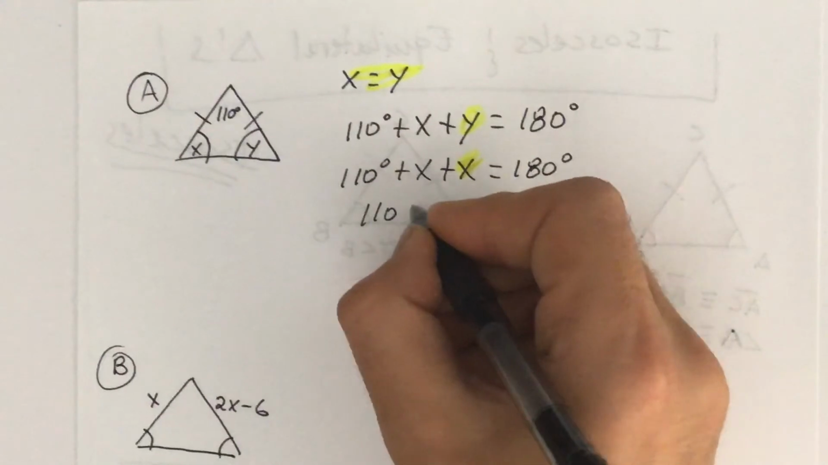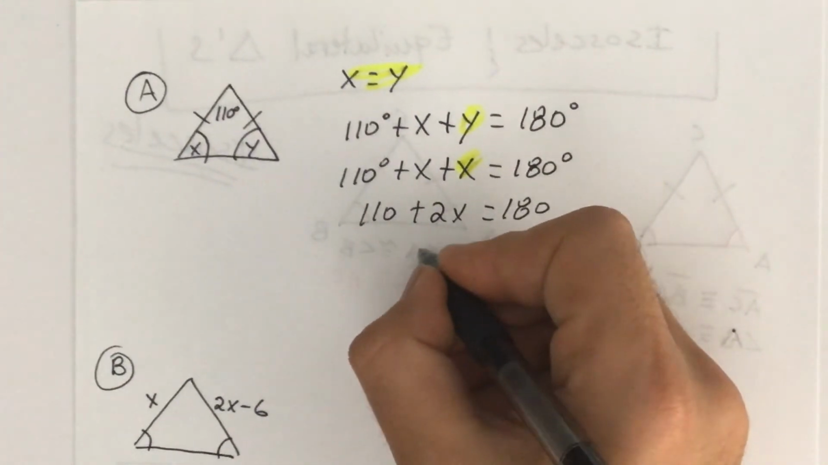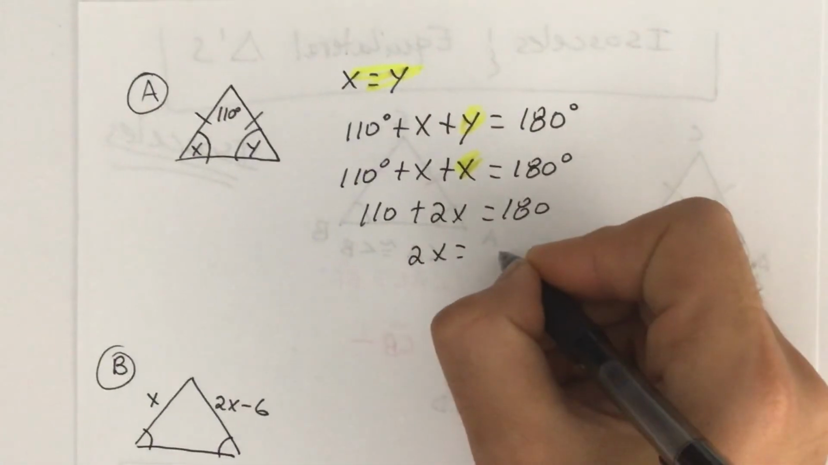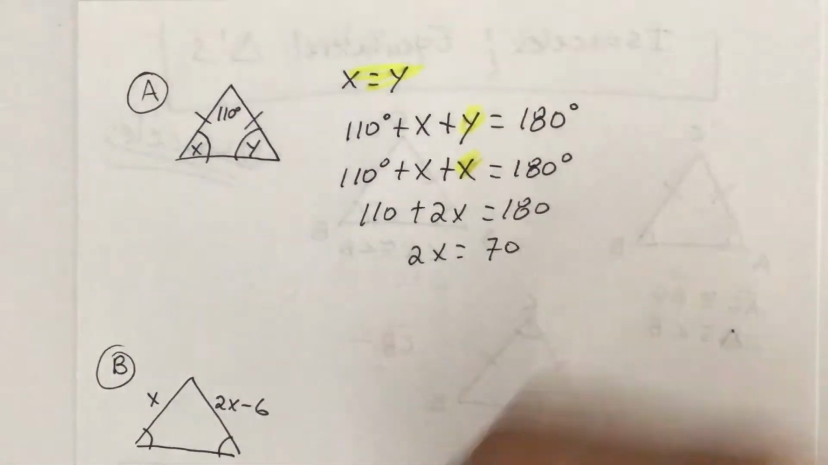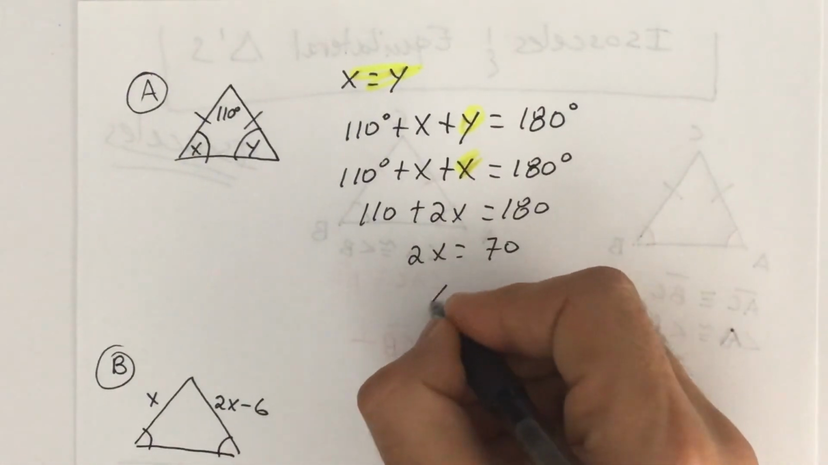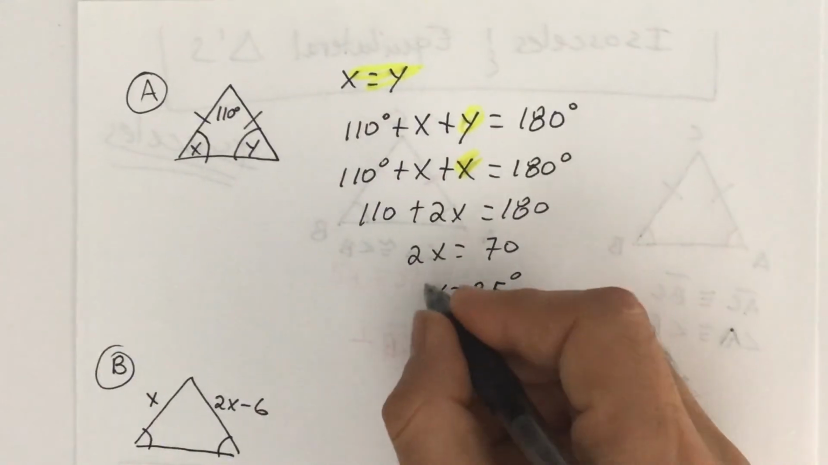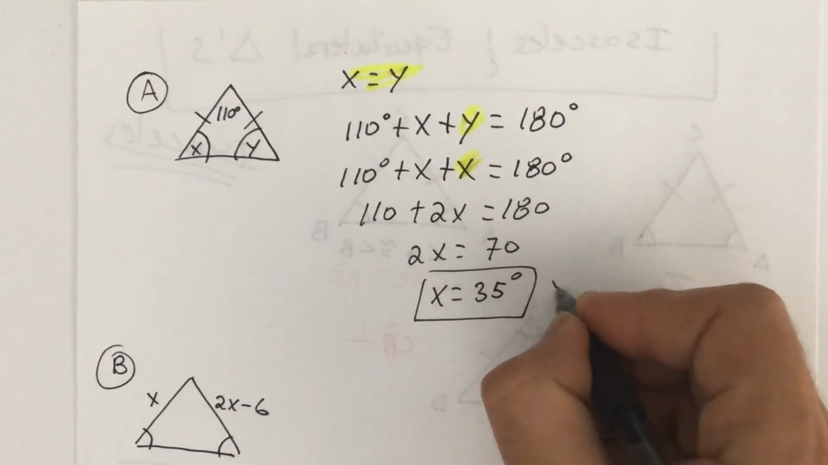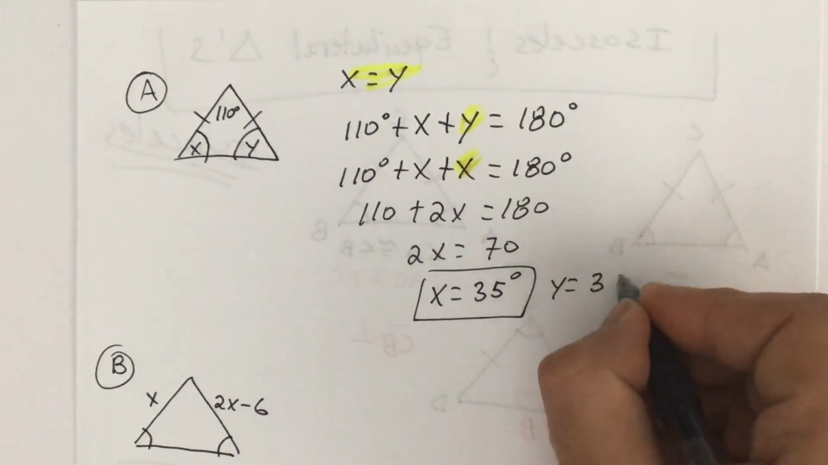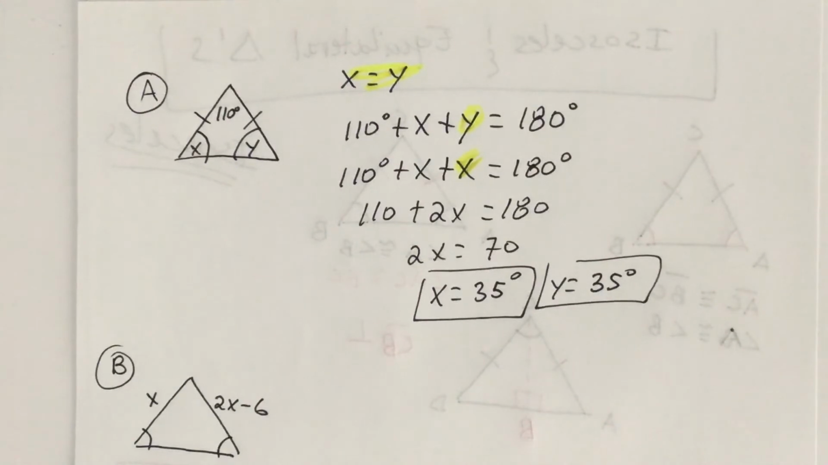So 110 plus 2x equals 180 degrees. 2x equals 70. Right? And divide both sides by 2. Should be getting x is equal to 35 degrees. But guess what? X is also equal to y. So that means that y is also equal to 35 degrees. Right?